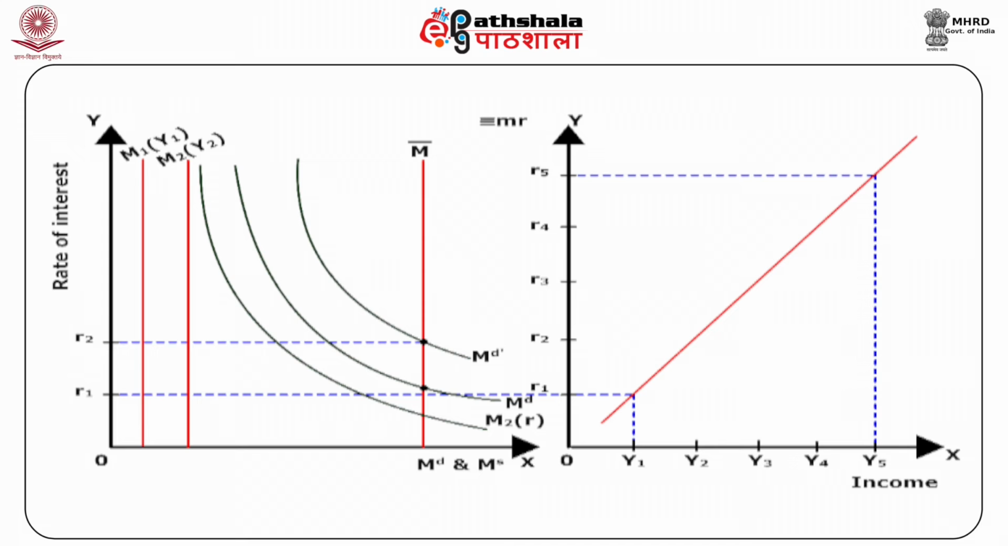Y2, and so on. We can go on increasing the level of income that is coming from the product market from Y1 to Y2 to Y3 and so on. But even for our purpose, just 2 points would suffice. If we take the relationship between R1 and Y1, and similarly we would have a relationship between R5, which is a high rate of interest, and Y5, which is a high level of income. Therefore, you would observe that the LM function is upward sloping. Earlier we have seen that the IS function is downward sloping.